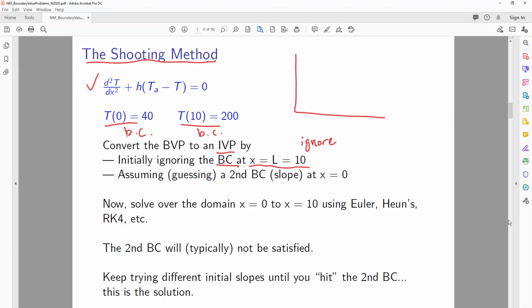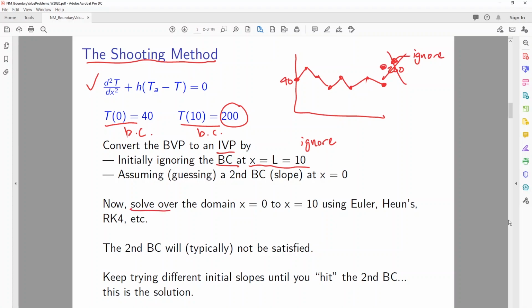Essentially, we've got that initial condition, and we've got this one right here at the other end. We don't know where it is, but we know what value it is. It's 200, so this is going to be 200, and this right here is going to be 40. But we're going to ignore this one initially. If we're ignoring it, then we're just going to solve it like an initial value problem. We're going to march forward in x, or whatever that independent variable is, and then we'll see if we hit our result.